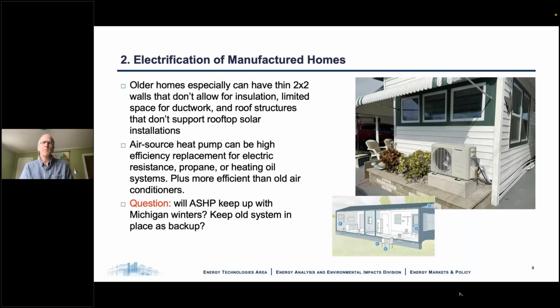We focus on mini split heat pumps because weatherization of manufactured homes can be tricky depending on the home. Especially older ones can have very thin walls, 2x2 walls with very little insulation, and you can't really add insulation to them because there's no space in the cavity. They may have ductwork issues in the ceiling or the crawl space. They may have roof structures that don't let you put solar panels on the roof. So they can be difficult to weatherize.